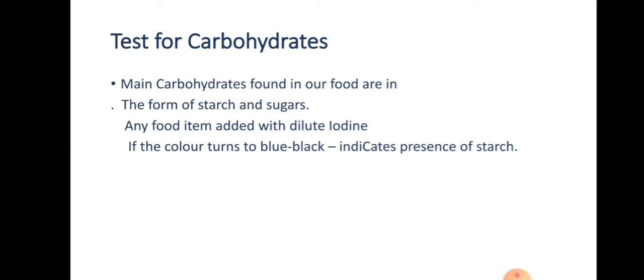So the first is the test for starch. To find whether the food item contains starch or not, we take a small quantity of the food item in a test tube and add a few drops of dilute iodine solution. Observe what happens. If the color of the solution turns blue black, then we can say that starch is present in that food item.